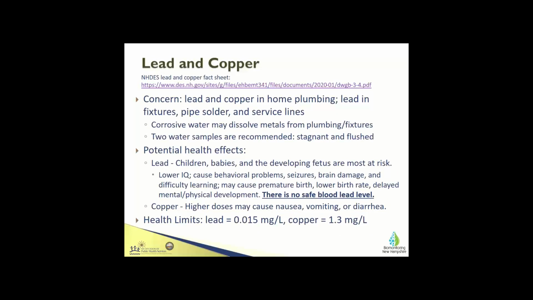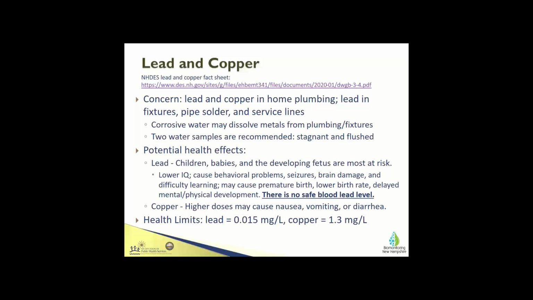Like I mentioned earlier, the concern for lead and copper is not from naturally contaminated water, but rather from your home's plumbing or fixtures if your well water is corrosive. Corrosive water has a low pH, so less than 7, it's more acidic, as well as some other physical and chemical characteristics that allow these metals to leach or exit your plumbing and enter your water supply.